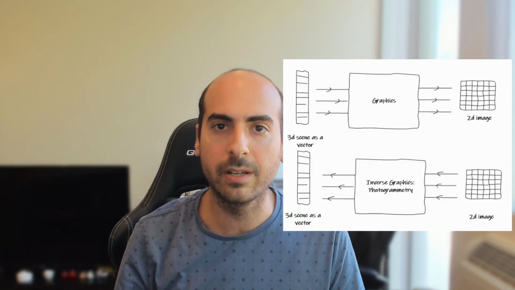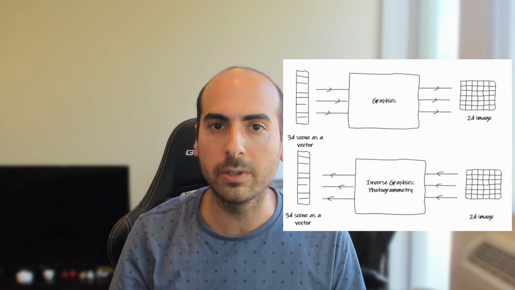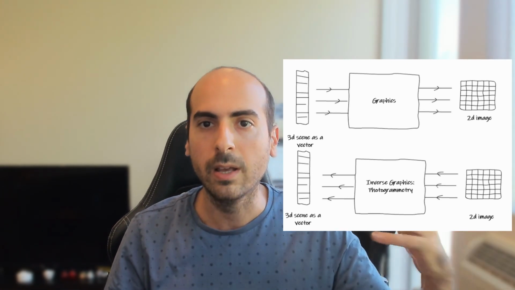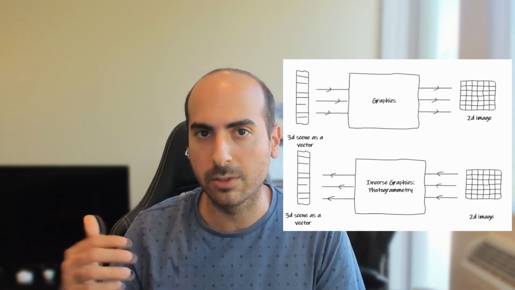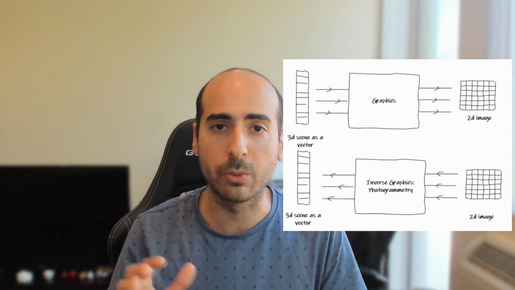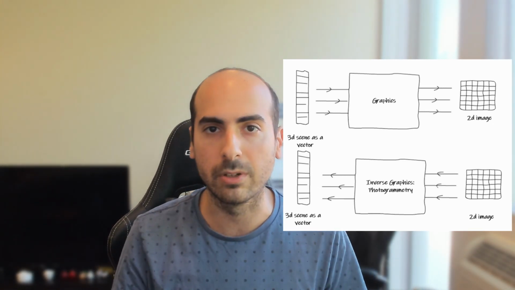Finally, I'm personally very excited about invertible neural networks. Let's assume that you wrote an invertible neural network to solve the graphics problem, which takes in a 3D scene as input and creates a 2D image as an output. You can also solve the inverse problem, which is photogrammetry, which takes in a 2D image and then figures out the 3D scene from it.